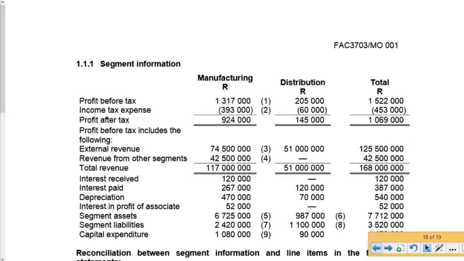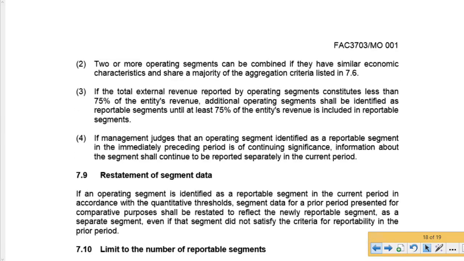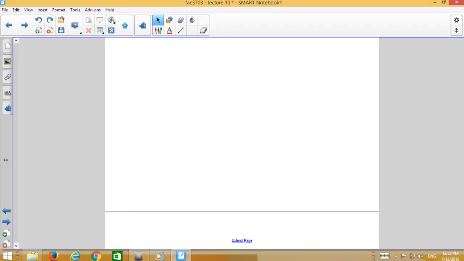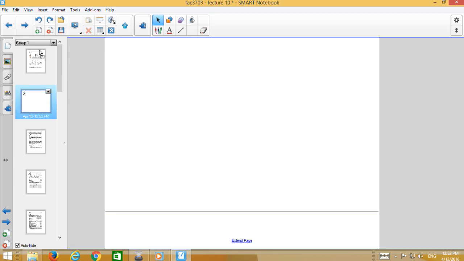Then we're going to move back, and we're going to look at the first section of work, which is segments. Let me hand out that one. Segment reporting. Segments, once again, is disclosure only. Disclosure only.